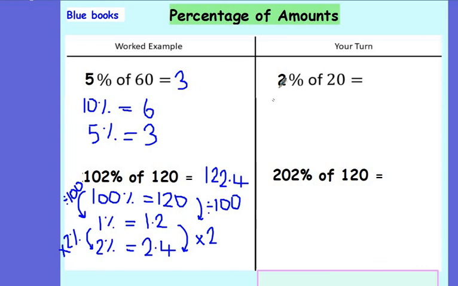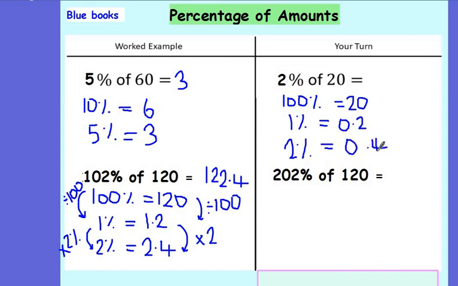Right, let's go through the answers. So to find 1%, I know that 100% of 20 is 20. To find 1%, I'd want to divide that by 100, which would give me 0.2. To find 2%, I'd multiply that by 2, which is 0.4.